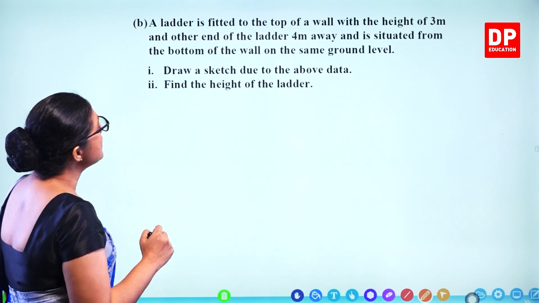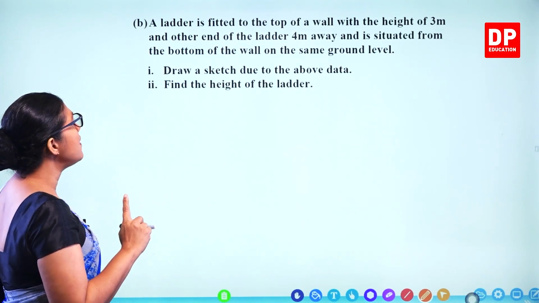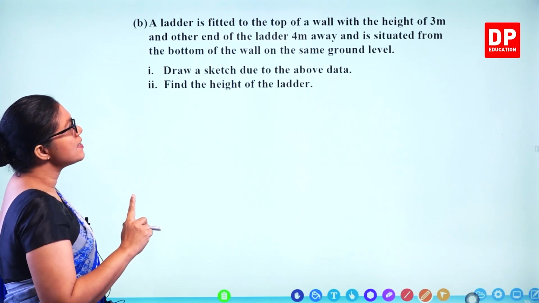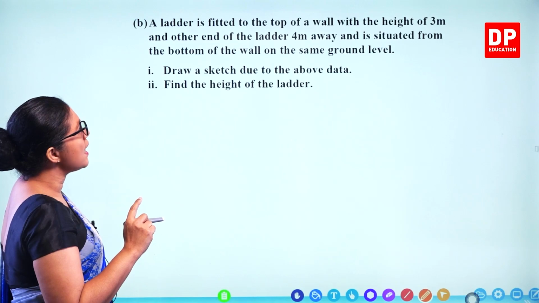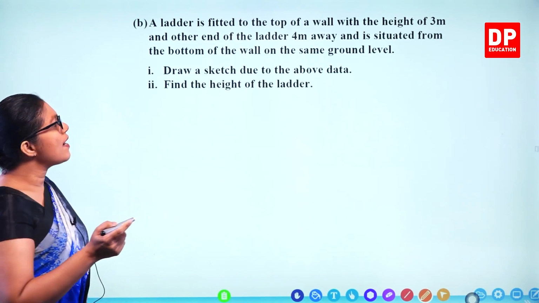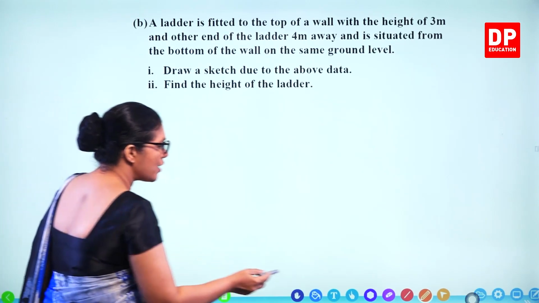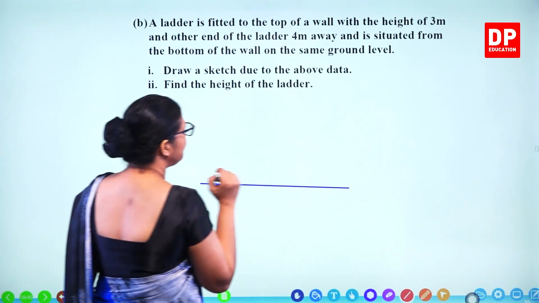A ladder is fitted to the top of a wall with the height of 3 meters and the other end of the ladder 4 meters away and is situated from the bottom of the wall on the same ground level. Draw a sketch due to the above data. Find the height of the ladder. So we'll try to draw the sketch. So this is the ground level.